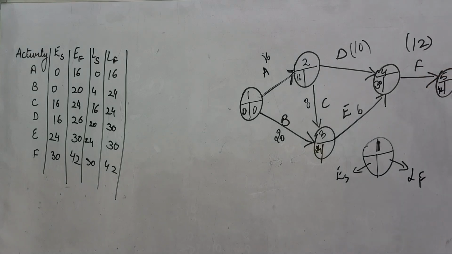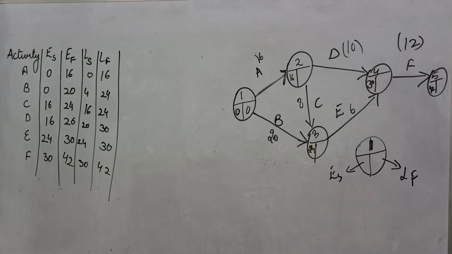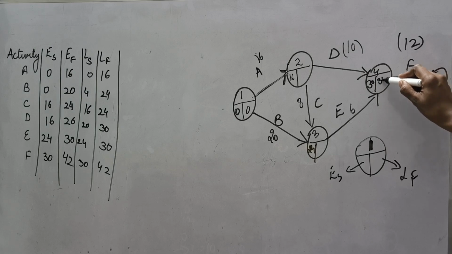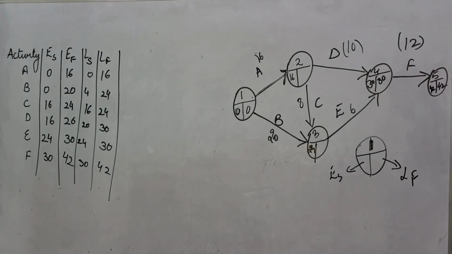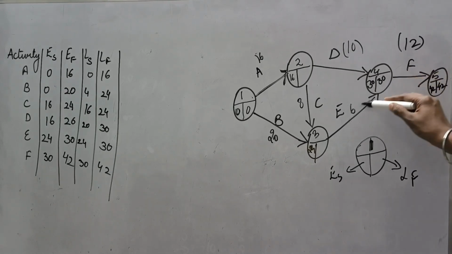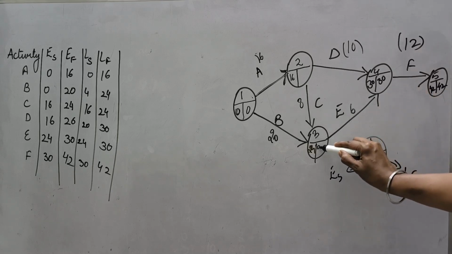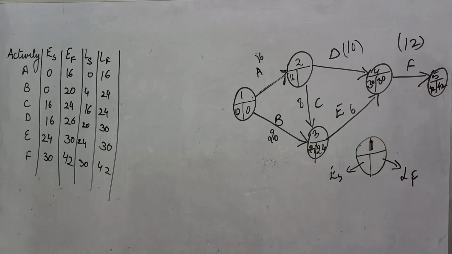So like this, you will be filling up the earliest start. Now to fill the latest finish, you will be going backward. You will be writing the same over here, because we know at the critical path, both are going to be the same. You will check both will be same. So we are going back. So it will be 42 minus 12, 30 will come here. If we go on this side, 30 minus 6, it will be 24 on this side.